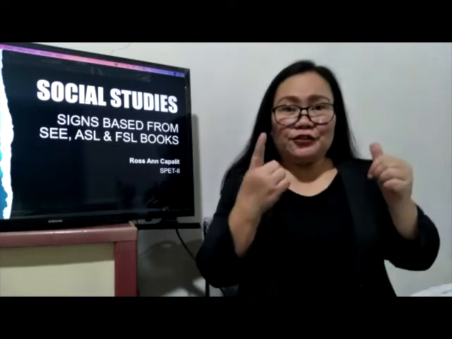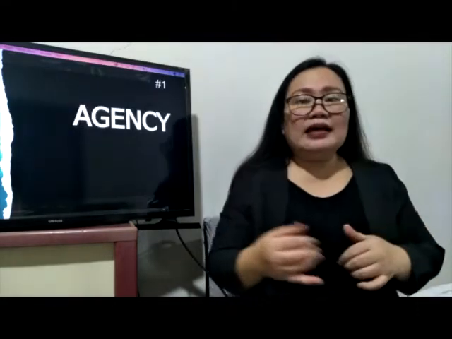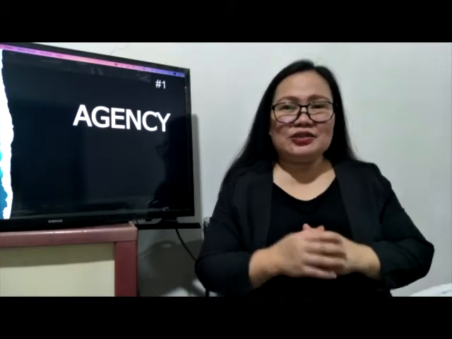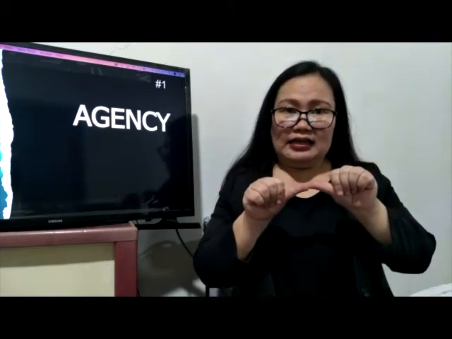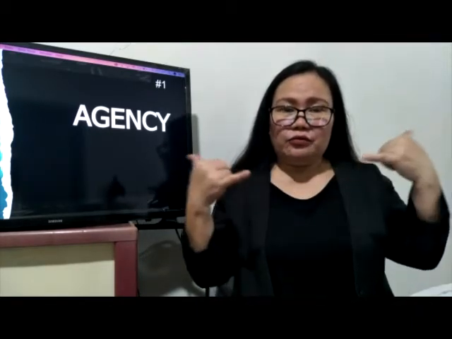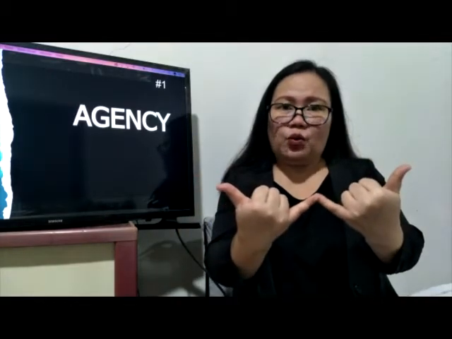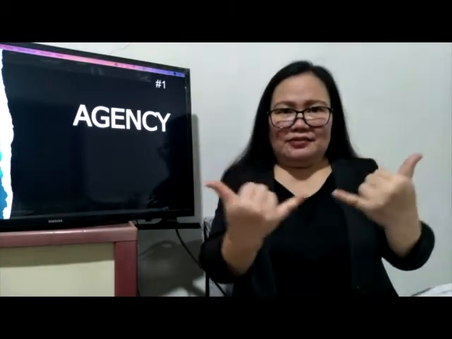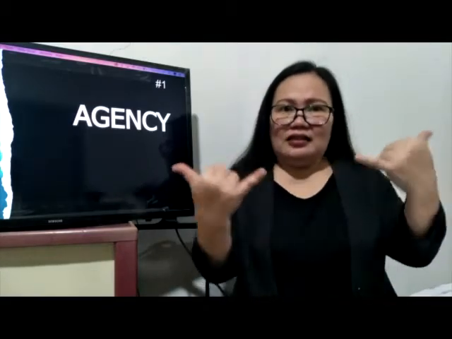The first word is agency. This is how you sign agency: A, and then you make a round motion and end with Y. Agency. Again, agency, A-Y.